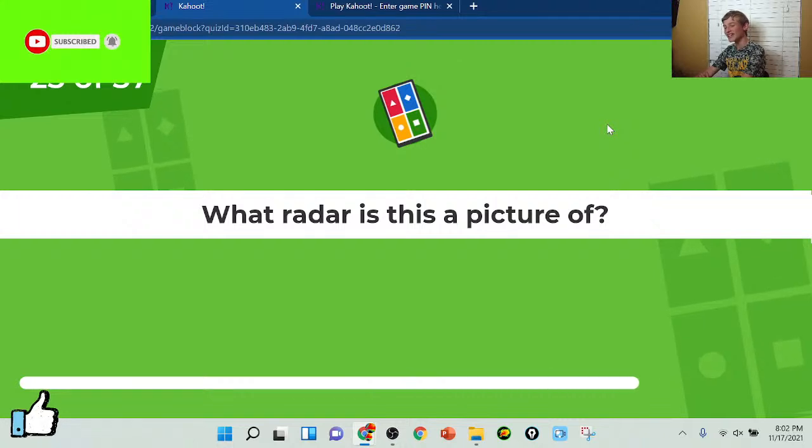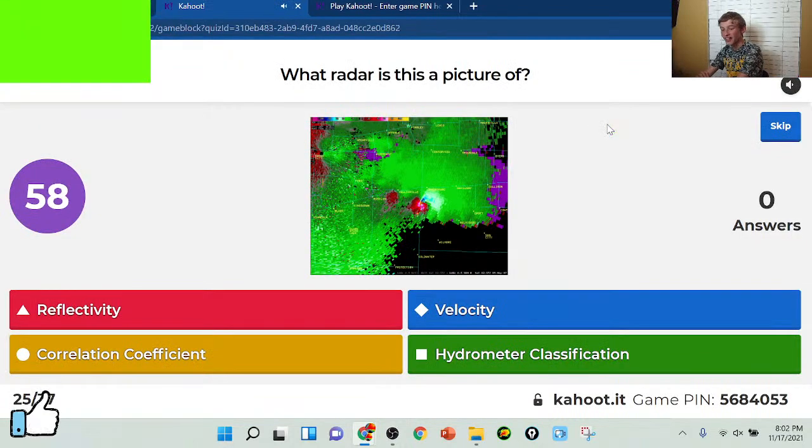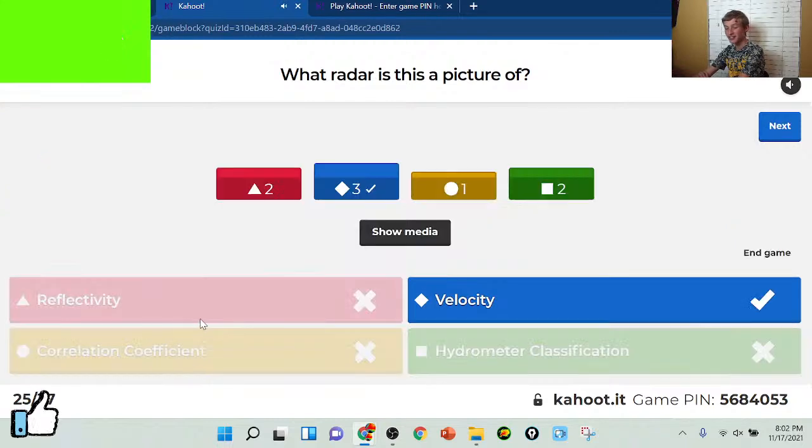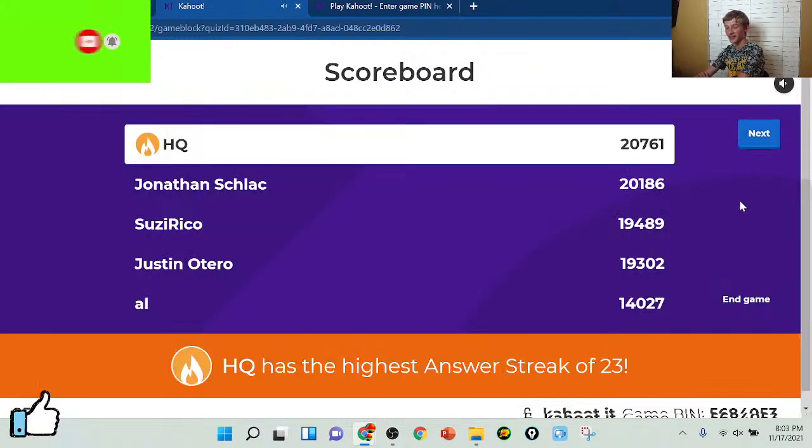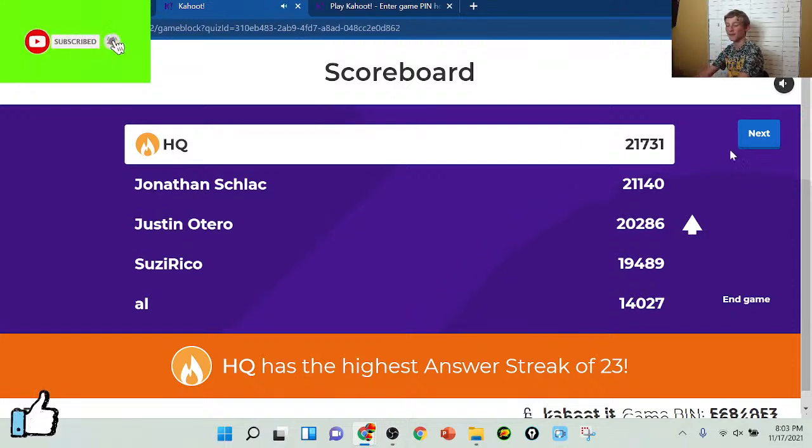What radar is this a picture of? Is it the reflectivity, velocity, correlation coefficient, or the hydrometer classification? Hey, use system of elimination here. You've already used reflectivity. Good. And you've also used the correlation coefficient. It is the velocity. Very, very good. HQ just moving his way up the leaderboard.